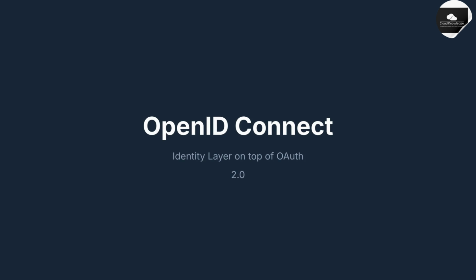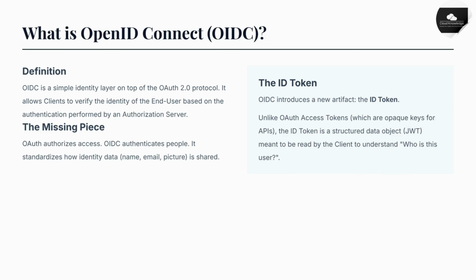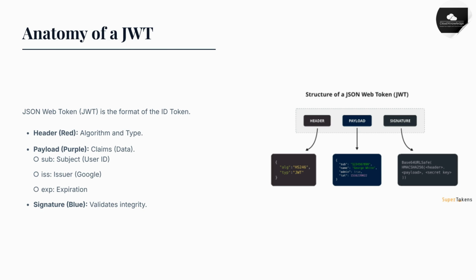The final protocol we will discuss is OpenID Connect, or OIDC, which is an identity layer built on top of OAuth 2.0. OIDC standardizes how identity data like name and email is shared, bridging the gap that OAuth left for authentication. It introduces the ID token, a structured JSON Web Token, or JWT, that the client reads to verify the user's identity. A JSON Web Token has three parts: the header, which specifies the algorithm, the payload, which contains the claims or data, like the user ID and issuer, and the signature, which validates the integrity of the token.